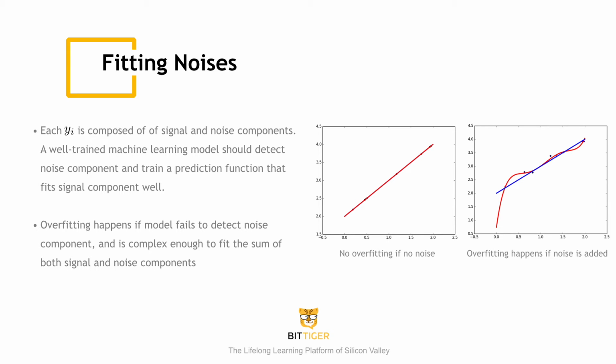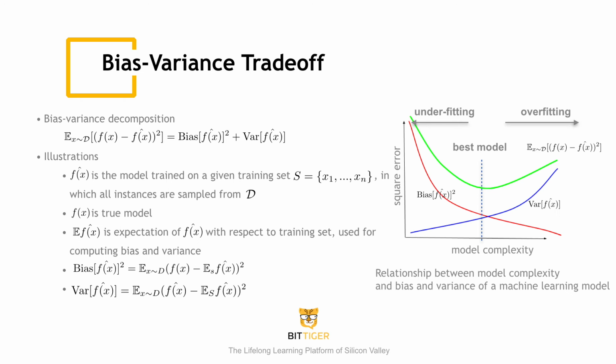Here is an example. No overfitting happens if there is no noise term. Adding some Gaussian noise to dependent variables will incur overfitting when training the machine learning model. When overfitting happens, the trained model fits the sum of signal and noise components perfectly, but it's far from its true model. The second explanation about overfitting comes from bias variance trade-off.